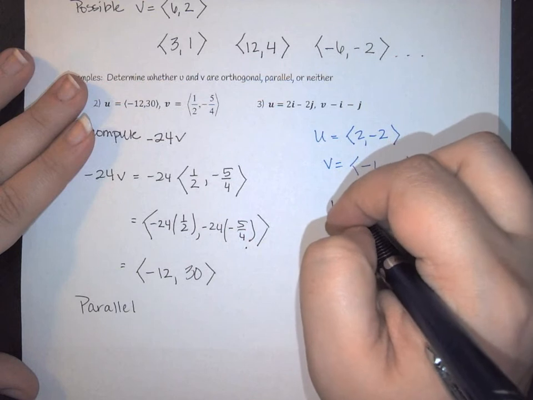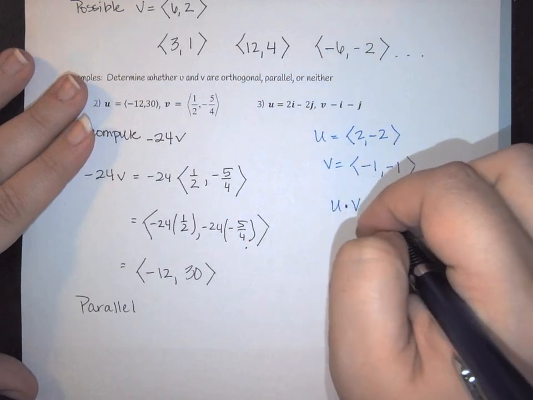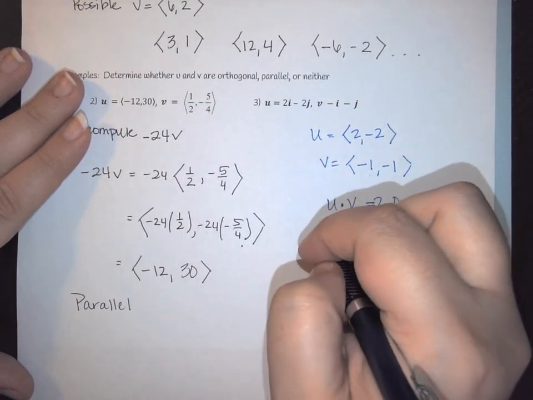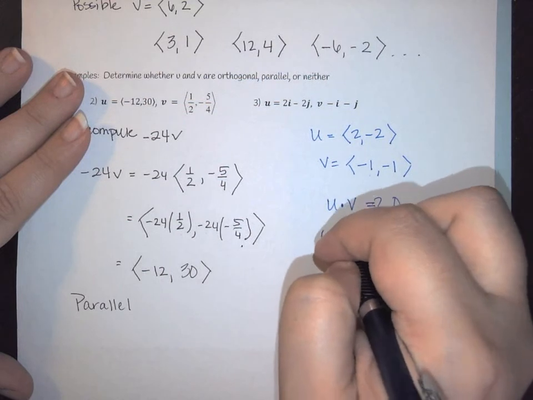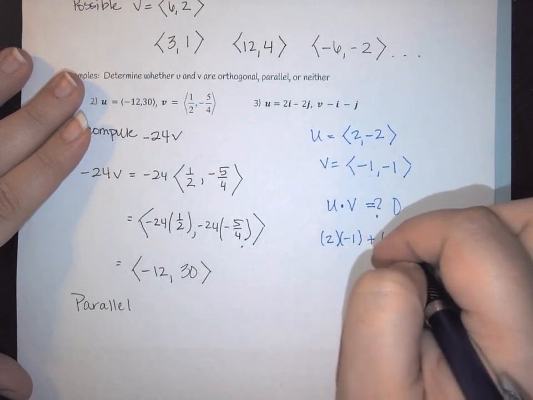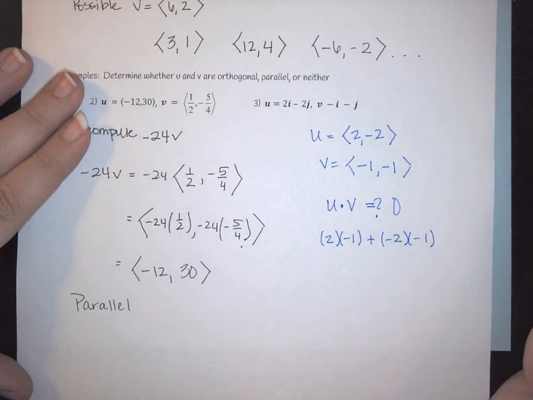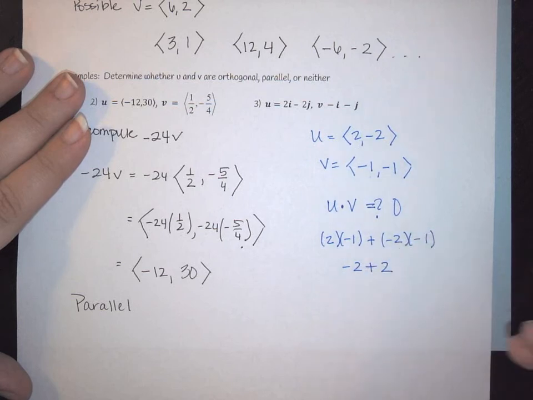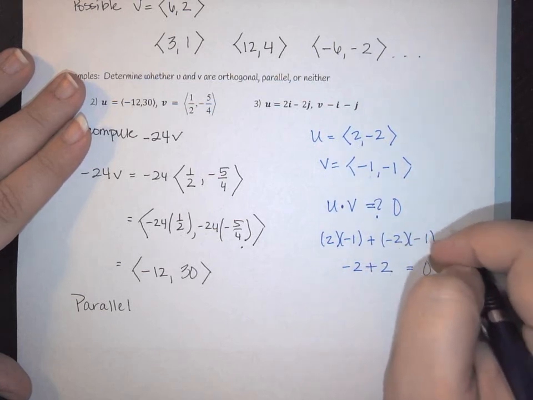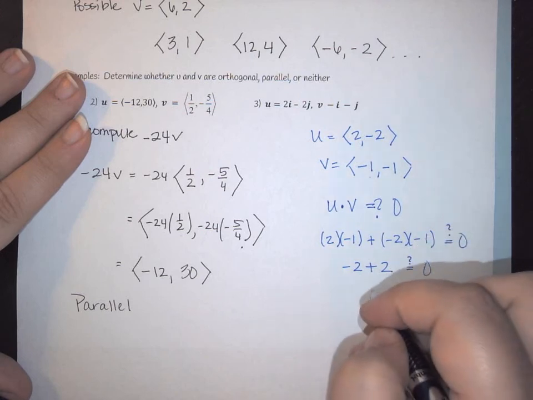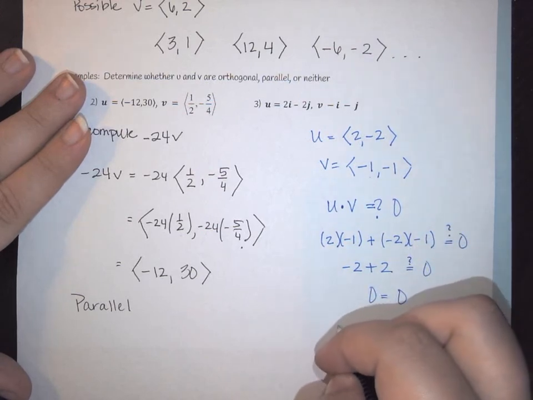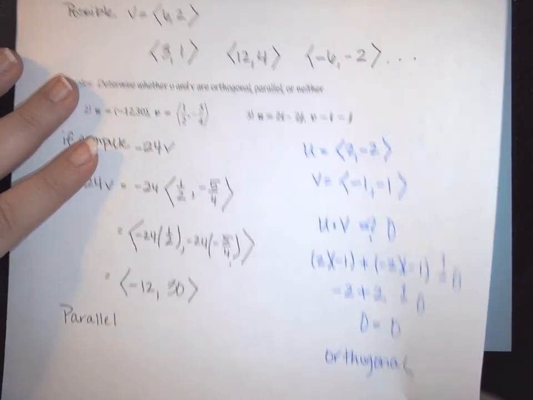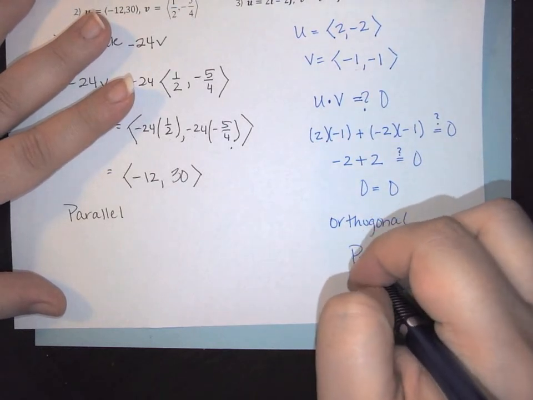So we need to look at u dot v, and find out, does it equal 0? So here, this is going to be 2 times negative 1 plus negative 2 times negative 1. 2 times negative 1 gives you negative 2, plus 2, which equals 0. This is what we're checking. And in this case, 0 equals 0. Therefore, this would be called orthogonal. But the other way that you could label it would be perpendicular.